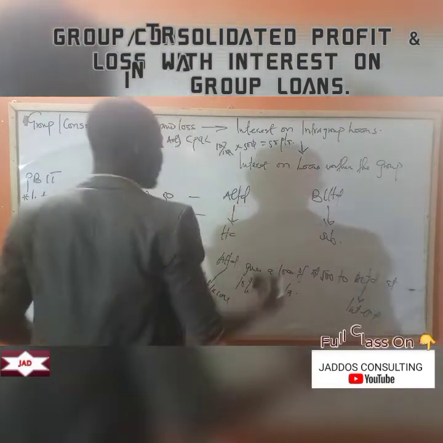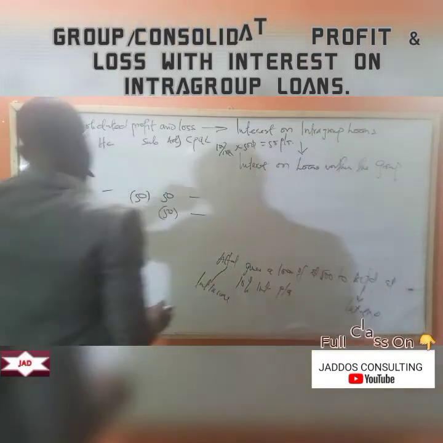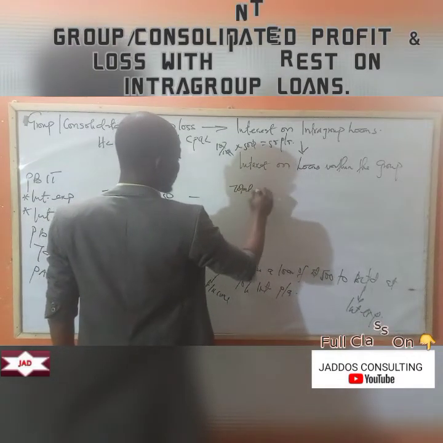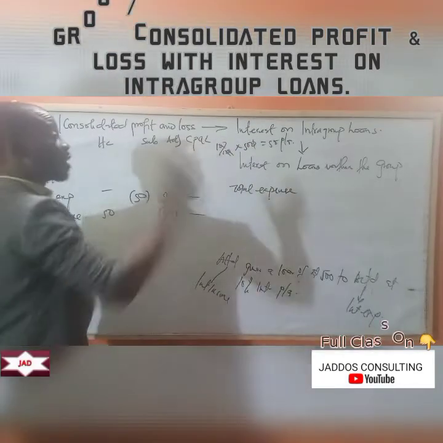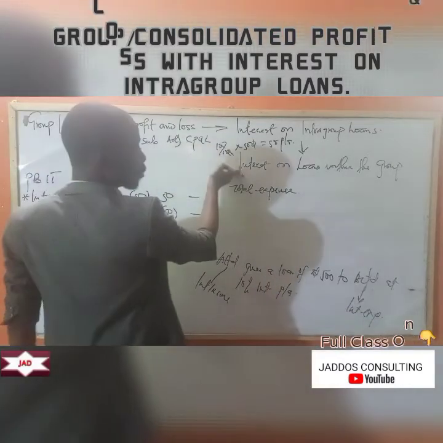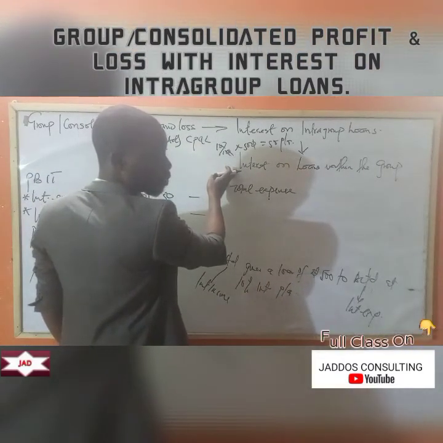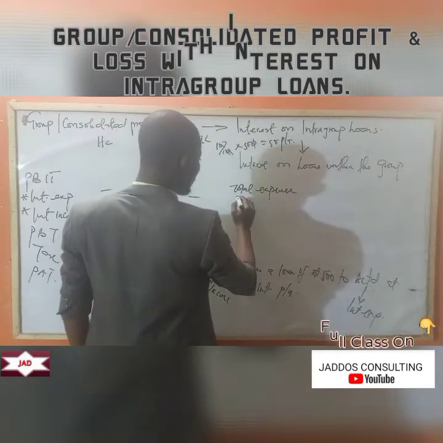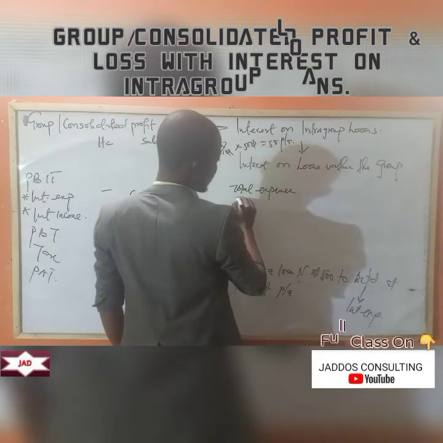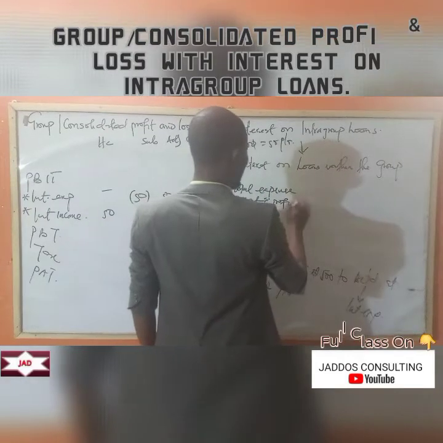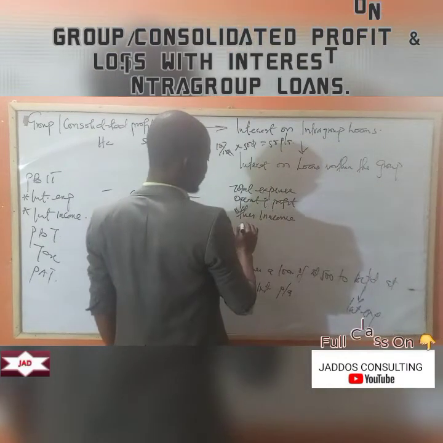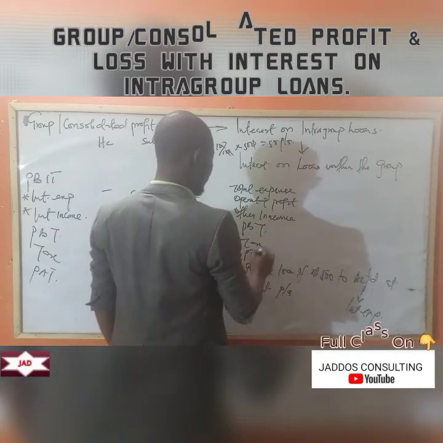But some other accountant might have a total expense, right? So in this total expense, interest expense too is included. Of course, when you take total expense from your gross profit, you have operating profit, right? And then you now have other income. Then you have profit before tax. Then you have tax. Then you have profit after tax. So it's just presentation.